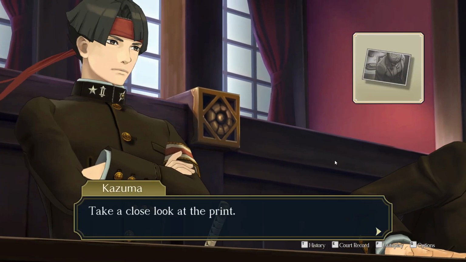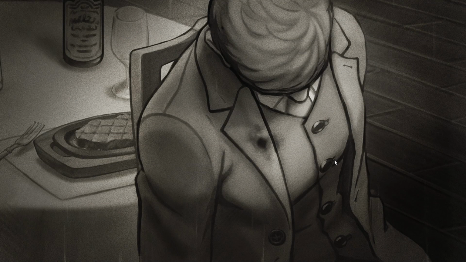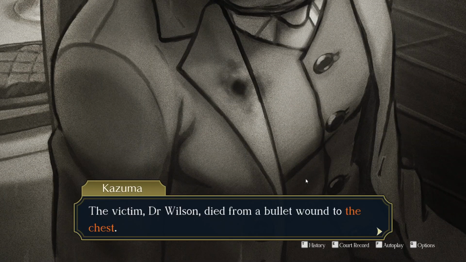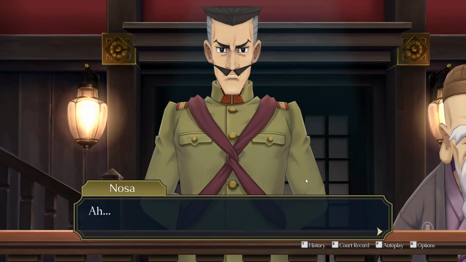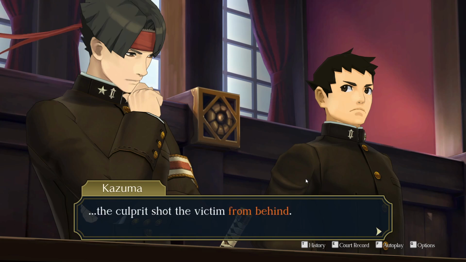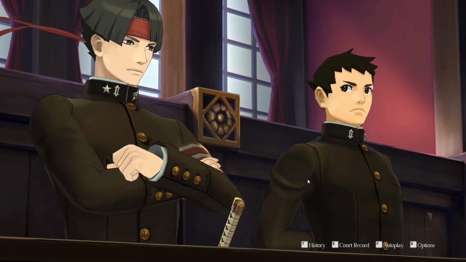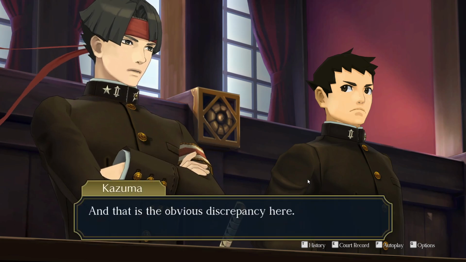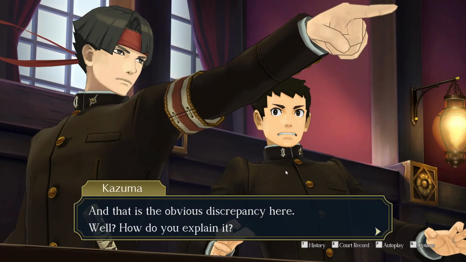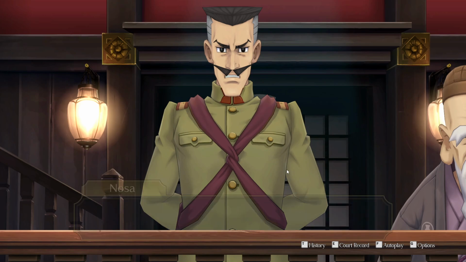Take a close look at the print. The victim, Dr. Wilson, died from a bullet wound to the chest. Sergeant, according to your witness statement, the culprit shot the victim from behind. And that is the obvious discrepancy here. Well, how do you explain it?